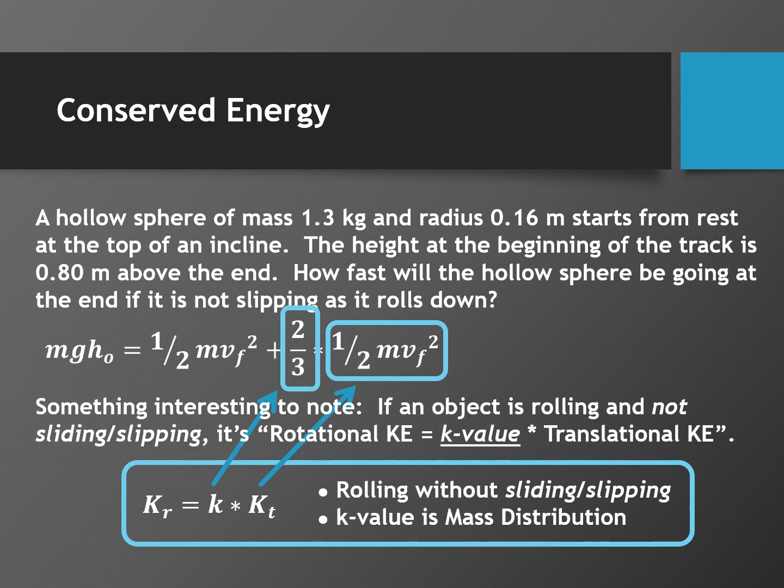And this is always going to be true as long as it's not slipping. That's why this is a really important statement to say, that it's not slipping, because if it slips, then this isn't going to be true. But if it's rotating as it's moving without slipping, then the rotational kinetic energy will be equal to the k value times the translational kinetic energy.